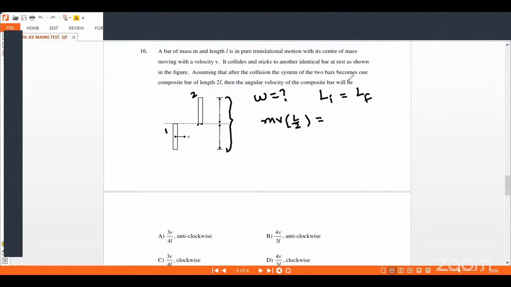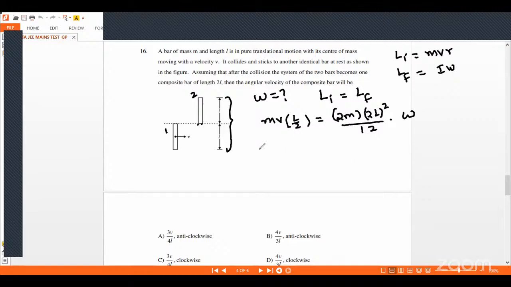Final angular momentum will be, since the total bar is rotating from its center, ml square by 12. Total mass is 2m and total length is 2l. So (2l) whole square by 12 is the moment of inertia, times omega. Initial angular momentum, I am using the formula mvr. Final angular momentum, I am using I omega.